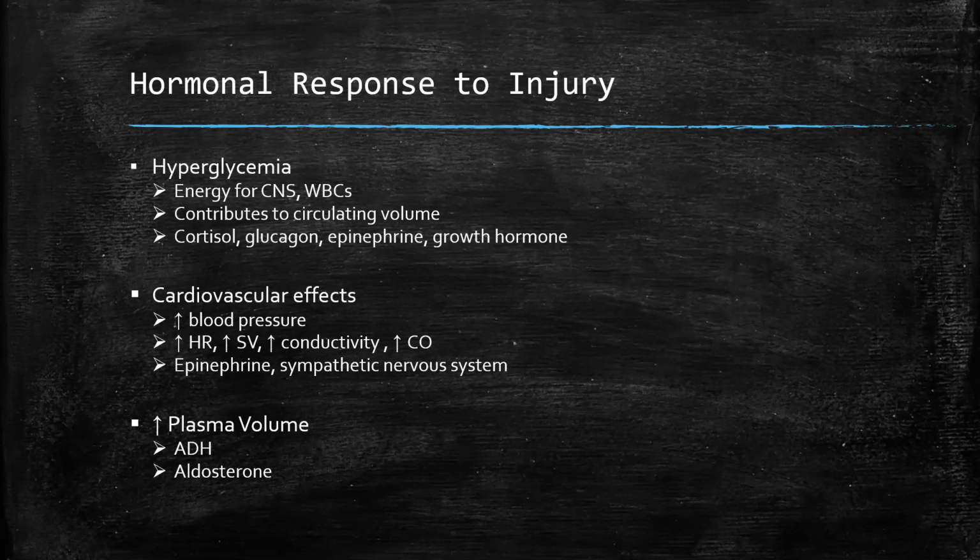The last major hormonal response to injury results in increased circulating plasma volume. This is under the influence of antidiuretic hormone, which causes water absorption in the distal kidney, and aldosterone, which results in salt and water absorption in the distal kidney.